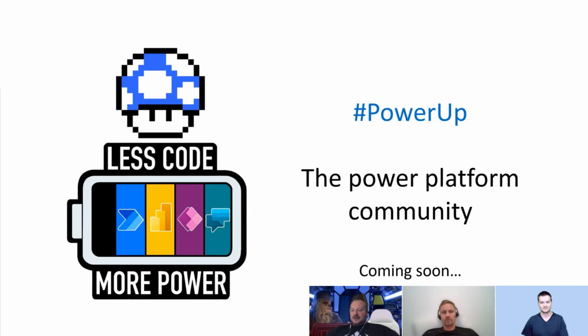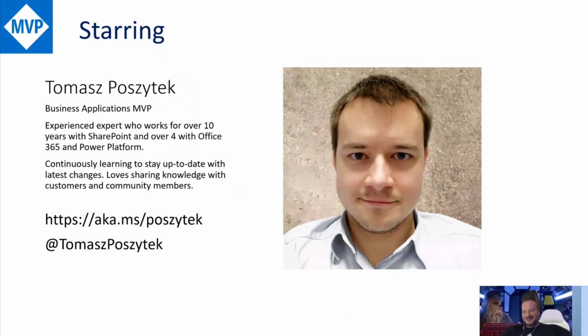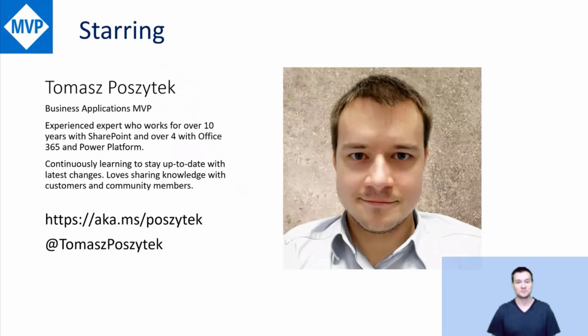Okay, but Thomas, quickly about you. Who are you? Hi, so my name is Tomasz Poszytek. I know that my last name is really hard to pronounce. Yes. I'm Business Applications MVP. Yes, I know it is. But hey, if you're using the mobile version of LinkedIn, then there is my recording where I just try to pronounce my last name the best way possible. So if you want to learn how to do it, simply navigate to my LinkedIn profile.